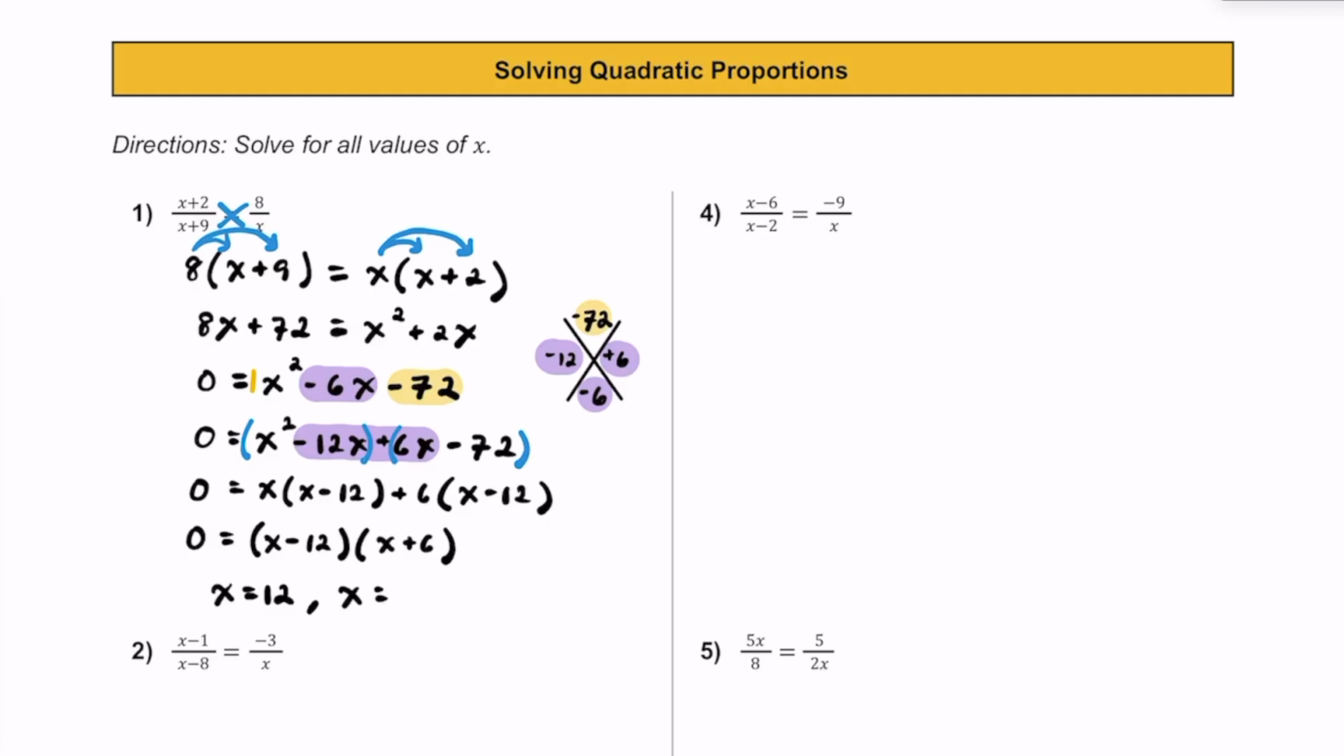Now for our other solution, it's whenever this binomial becomes 0, and that would be negative 6 here, right? So these would be our two solutions because negative 6 plus 6 is 0. 0 times whatever this is would also be 0. So these would be our two solutions for this first one.